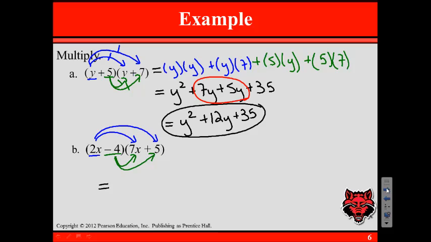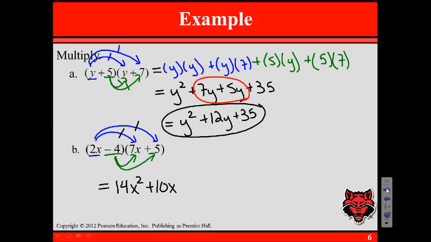This time I'm going to write the product as we go instead of each factor. So we start with 2x times 7x. 2 times 7 is 14. X times x is x squared. We then go to the second product. 2x times 5. 2 times 5 is 10, times x is 10x.